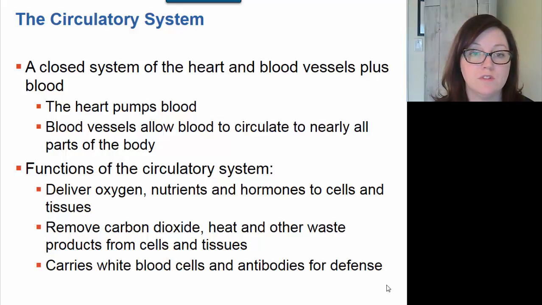Functions of the circulatory system include delivering oxygen and nutrients like glucose and amino acids, and hormones, which are chemical messengers, to the cells and tissues of the body. The circulatory system also removes wastes from the cells and tissues of the body, such as carbon dioxide, heat, and other waste products. And the circulatory system carries our white blood cells, which are important for defense, and antibodies, which also are important for defense.